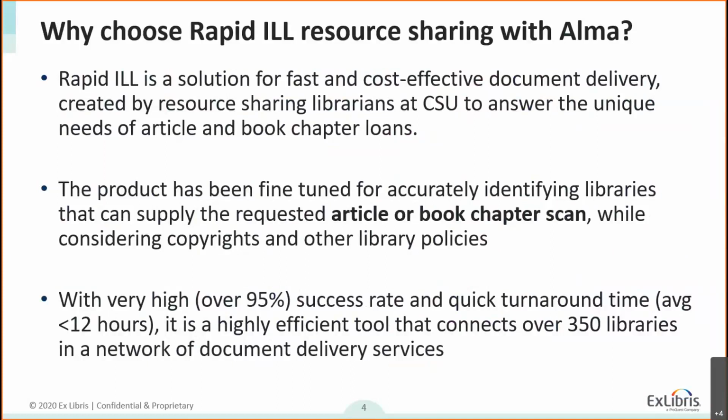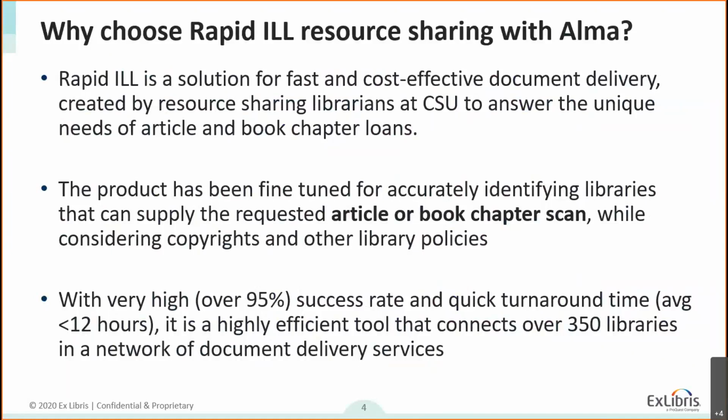So a few words about Rapid ILL itself. Rapid ILL, as you know, is a product that we have not developed at Ex Libris. It is a product that has been developed at Colorado State University and has been functioning as an independent product for quite a few years. It has been developed, and most of its functionality has been fine-tuned for managing digital document delivery requests. So it is very well fine-tuned to manage requests for specific articles or for book chapter scans, and that's what it does wonderfully. It has very nice statistics that remain pretty high over the years, with a very high success rate and very quick turnaround time. An average of 12 hours is, of course, an average. There are requests that take longer, but many requests do get fulfilled very, very quickly.